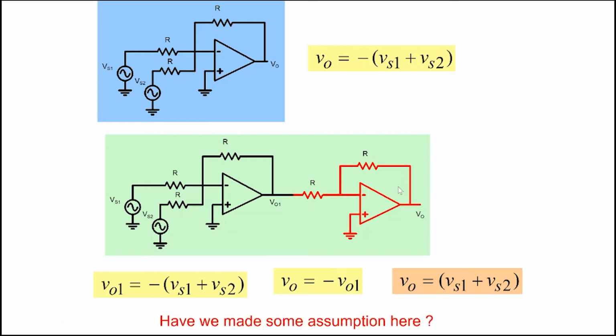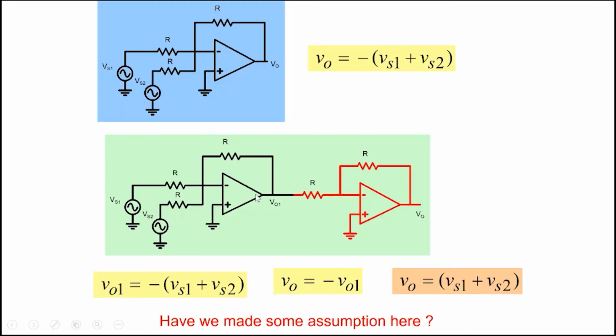But we have made some assumption here. And the assumption that we have made is the following, that the two stages are not interacting with each other. Not interacting in the sense that this stage does not affect the output property of this particular stage here.